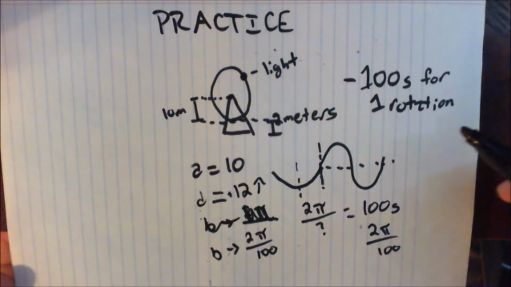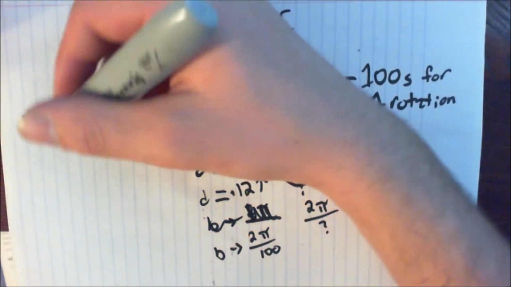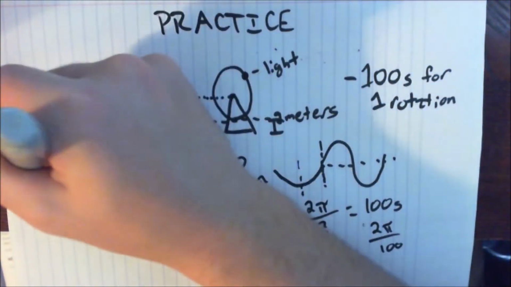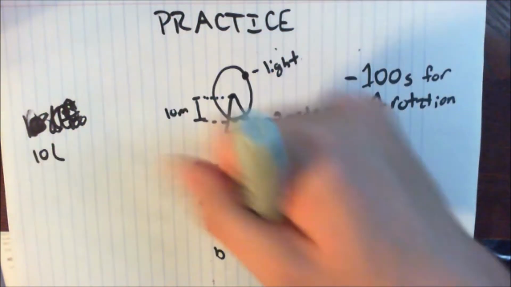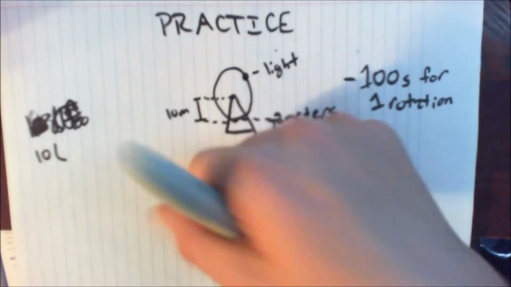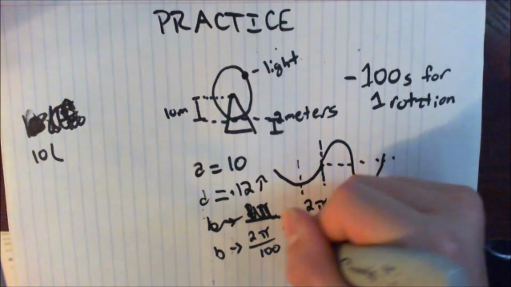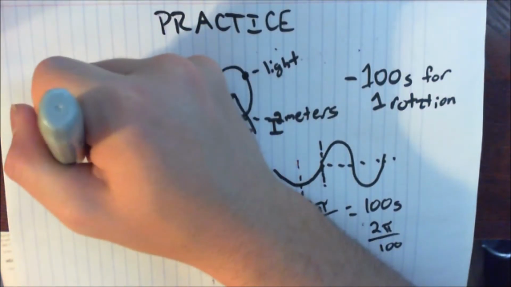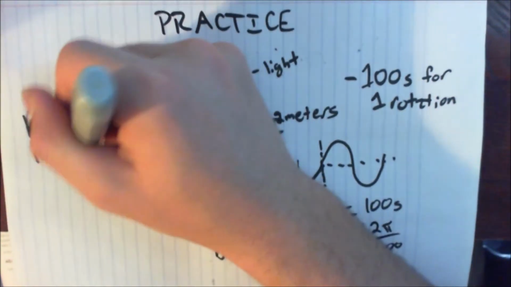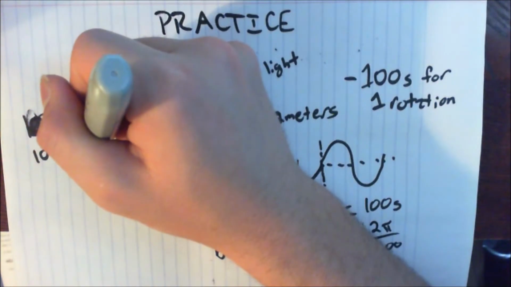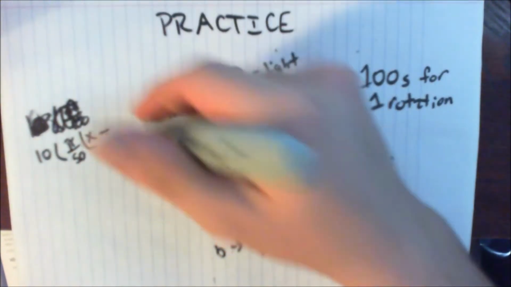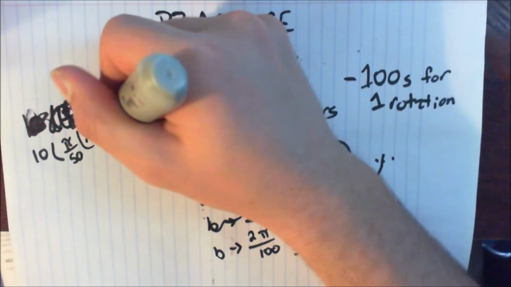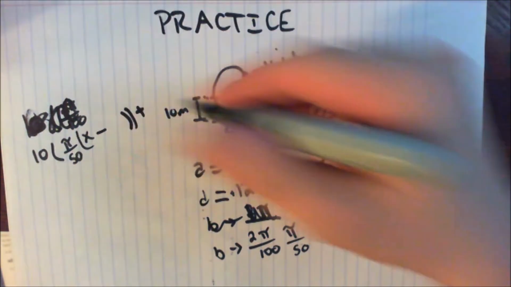Now that we have these parts laid out, our equation is going to be our a value, 10, times 2 pi over 100. Our b value can be simplified to pi over 50. So 10 times pi over 50 x minus, we're yet to derive our c, so let's just leave that blank for now, plus our d value, 12.